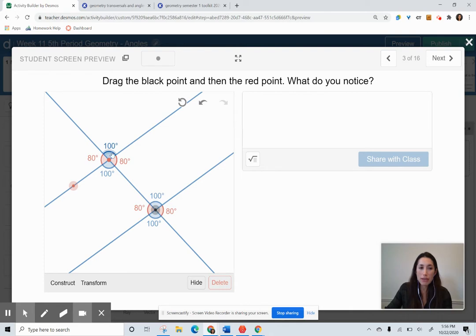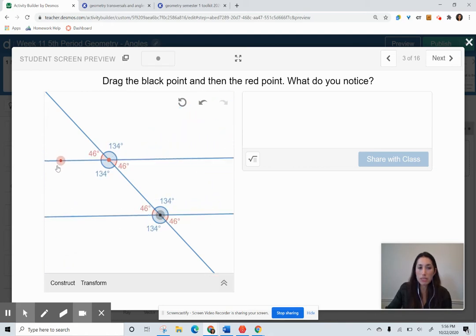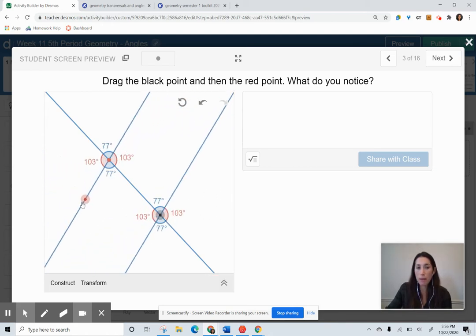And that's why if I just basically take a trace of this and slide it down here, we end up with 4 angles that are congruent to each other. They're all 100s, and 4 angles that are congruent to each other. They're all 80s here. And that will remain consistent as long as those lines are parallel.